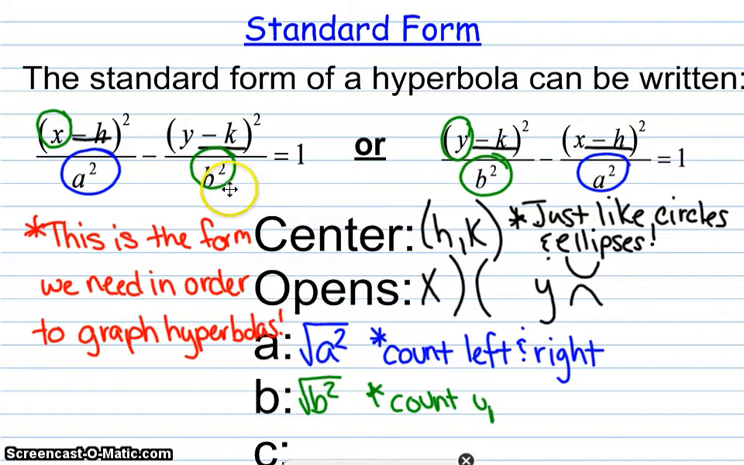And for B, it's going to be the square root of whatever number is underneath our Y. It doesn't matter if it's in the bottom part of the equation or out in the front. And we're going to count up and down.